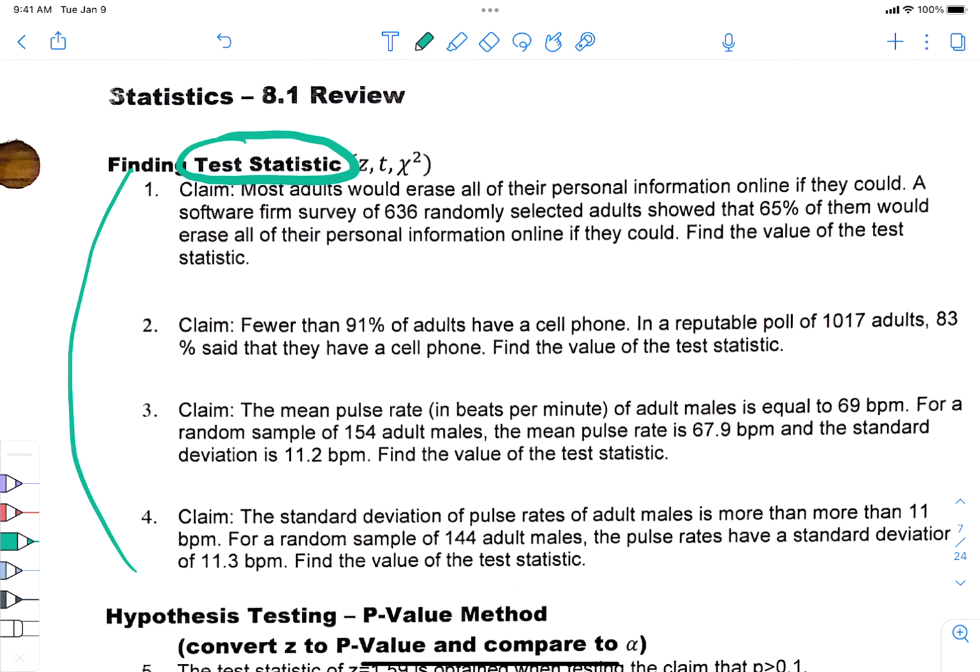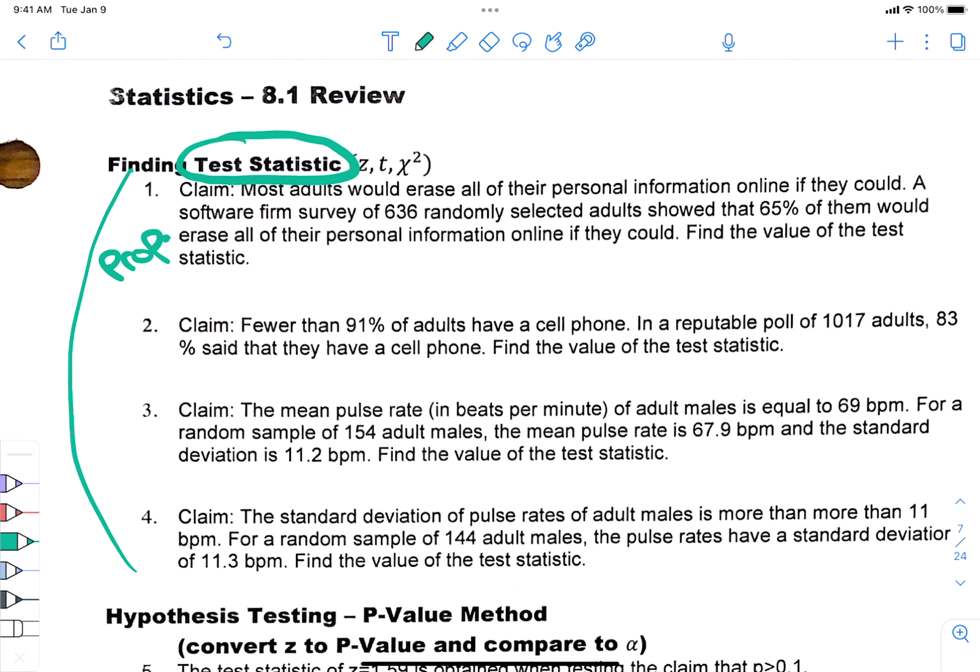So here's the deal. Number 1 says most adults would erase all of their personal information online if they could. A software firm survey of 636 randomly selected adults showed that 65% of them would erase all of their personal information if they could. Find the value of the test statistic. Is this a proportion, a mean, or a standard deviation? How do you know it's a proportion? Because there's a percentage in there, 65%. That tells me I'm doing a proportion.